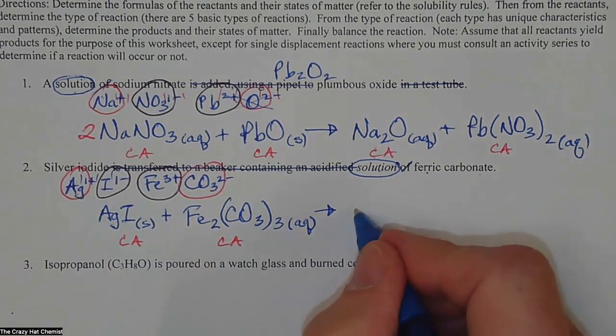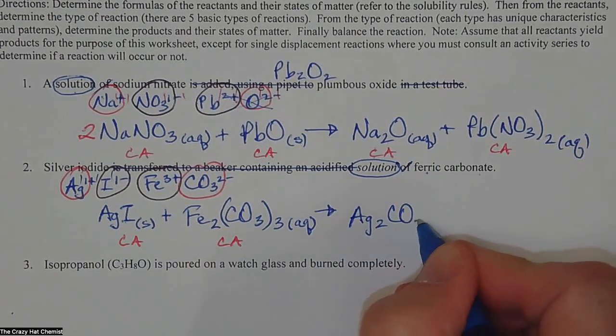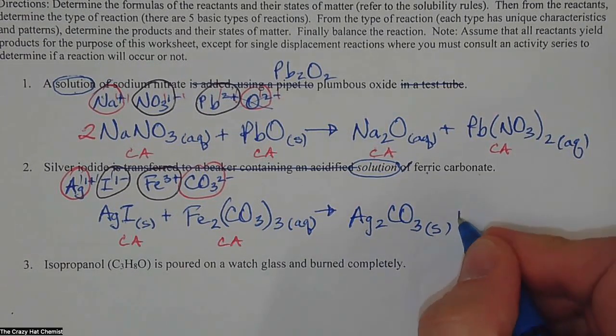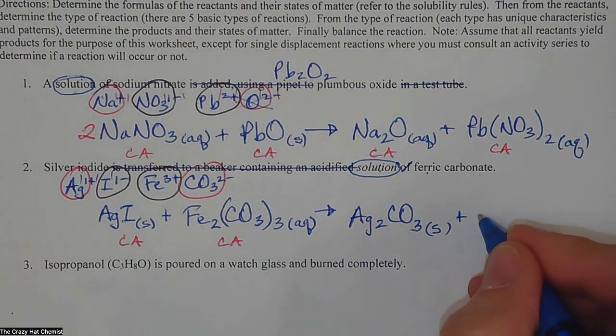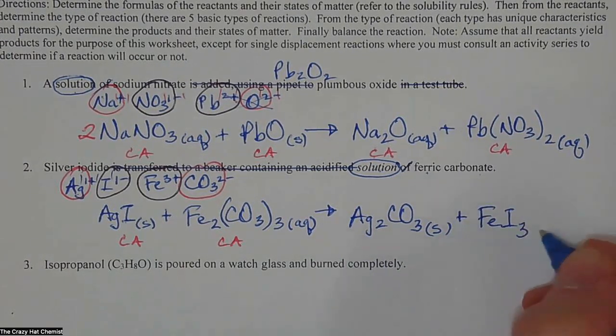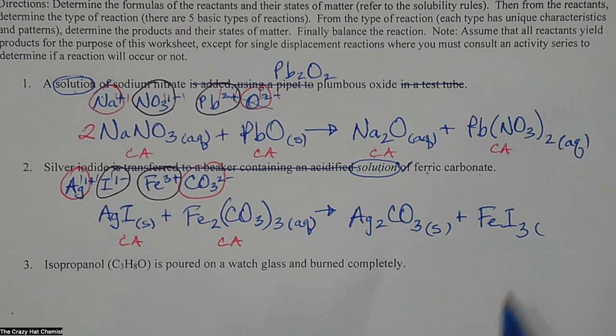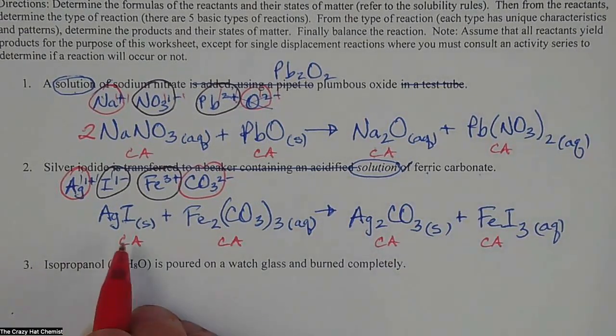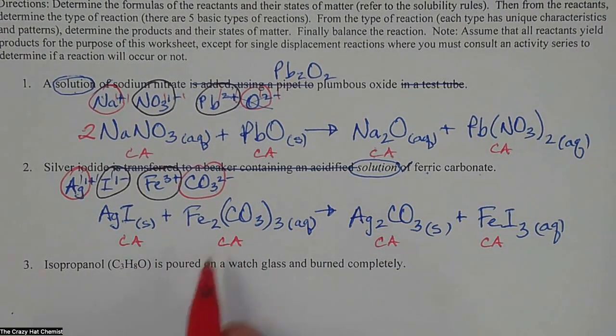So we got silver carbonate, that is Ag2CO3. We're going to look at our solubility rules, and carbonates are insoluble except for ammonium ion and the alkali metals, of which silver is not. So therefore, this is a solid. Plus, ferric iodide, that's FeI3, and chlorides, bromides, and iodides are soluble except for silver, mercurous, and plumbous, and therefore this is aqueous, just like that. And the pattern for a double displacement is we have a cation anion on the reactant side for both reactants, and the same pattern on the product side, except we make that switch.